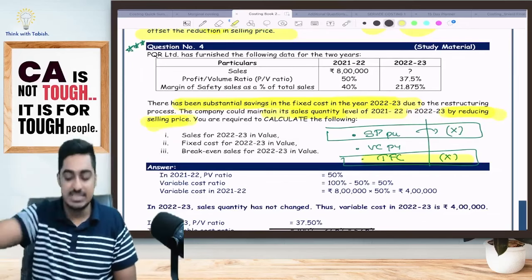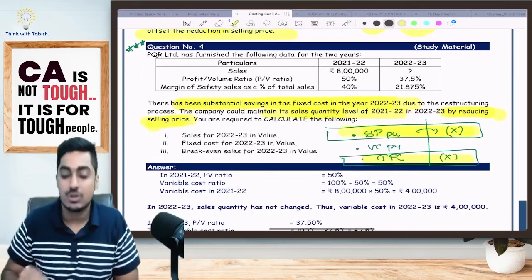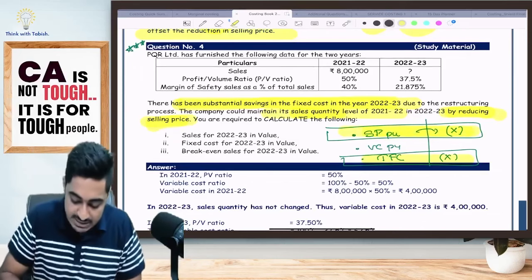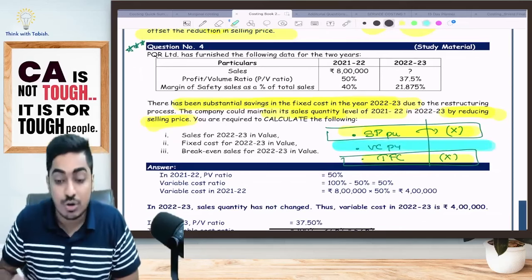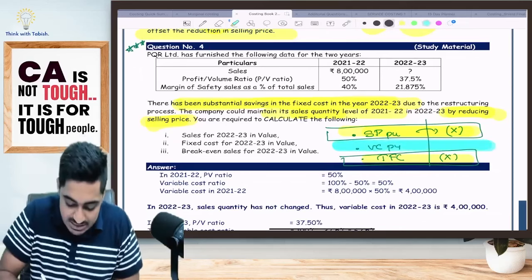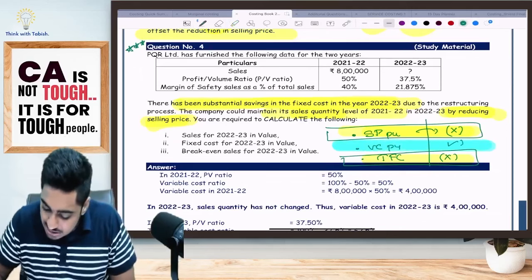That means I will change my selling price. That means selling price also will not be same. That means only which item will still be constant? About variable cost, the question has not told anything. That means my variable cost per unit here.